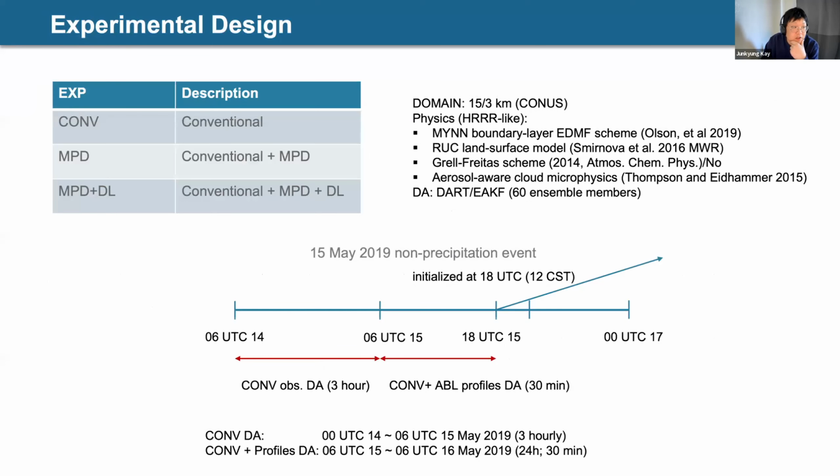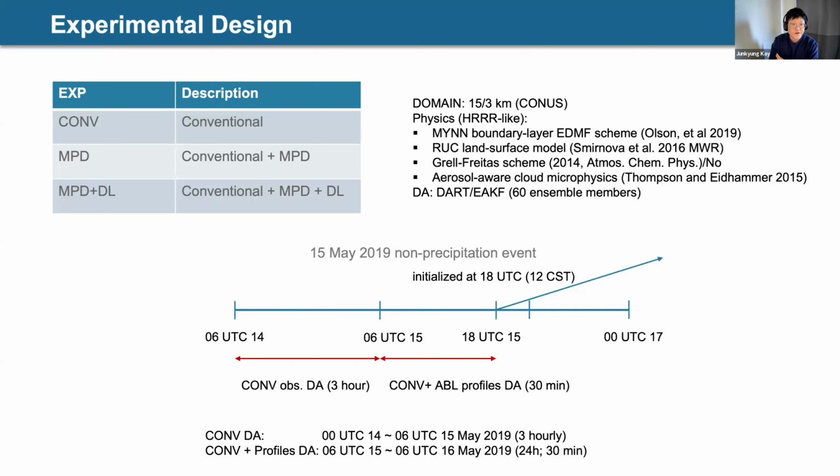And this is the experimental design. We conducted three simple different data assimilation experiments. The experiment CNTL means that we assimilate just the conventional observation, and the experiment MPD means that we assimilate the conventional observation and the MPD data. And the experiment MPD plus Doppler lidar means that we assimilate the conventional observation, MPD, and Doppler wind profile data together.